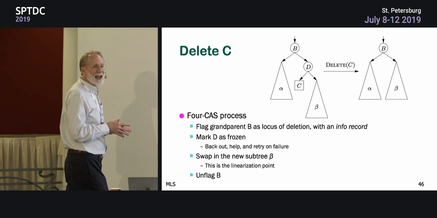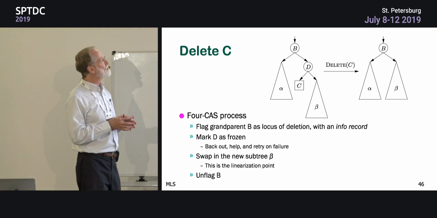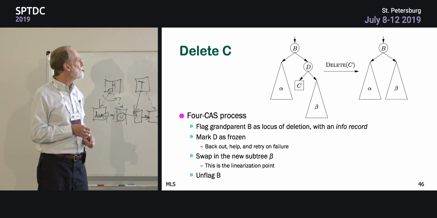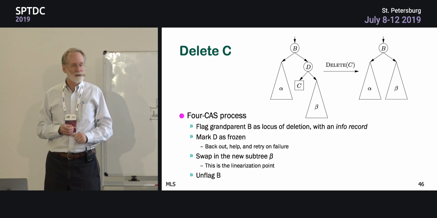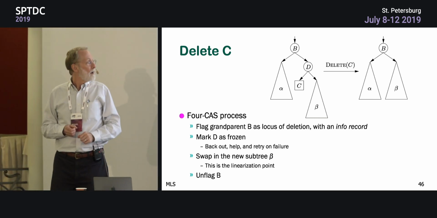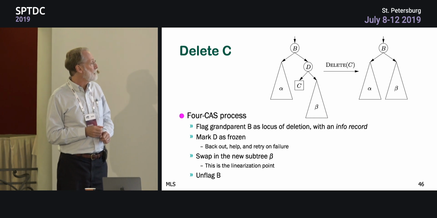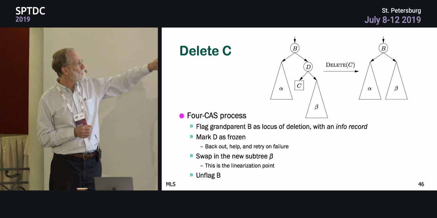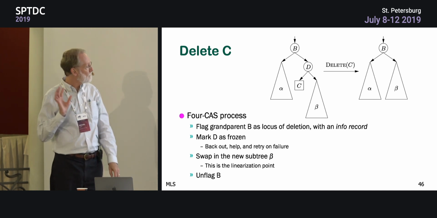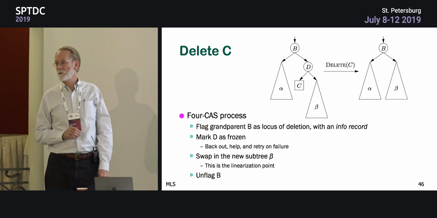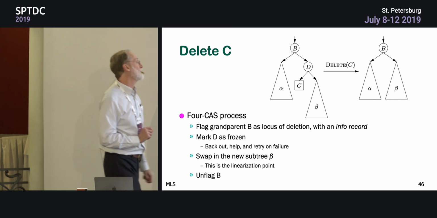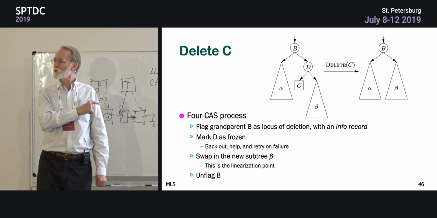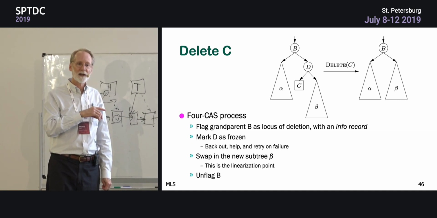Then the new second step that wasn't there for the insertion is to mark node D, the parent, the in-between one, as frozen, meaning that we are planning to remove it from the tree. Then the third step is to swap in the new subtree that we've created, just B in place of D. That third step is the linearization point, and finally we unflag. And there's one point in here at which we may have to back out, help, and retry. In the insert, there was never a retry point. So inserts don't have to retry.